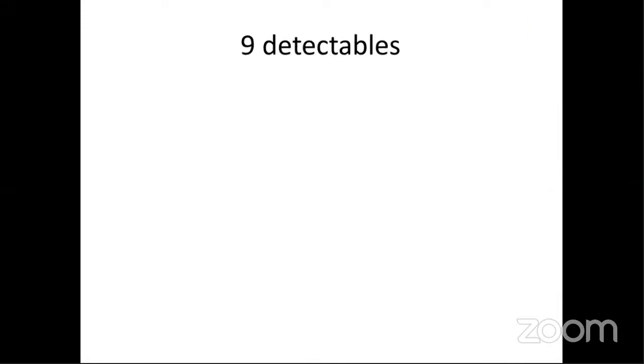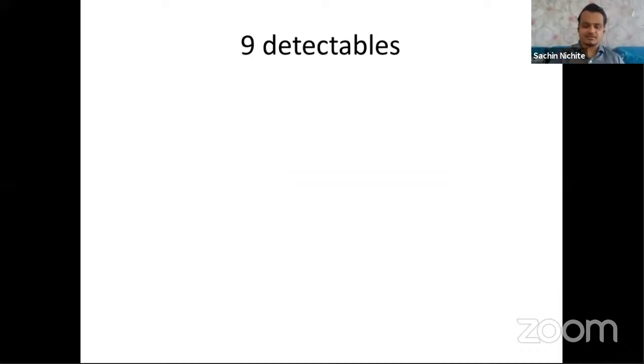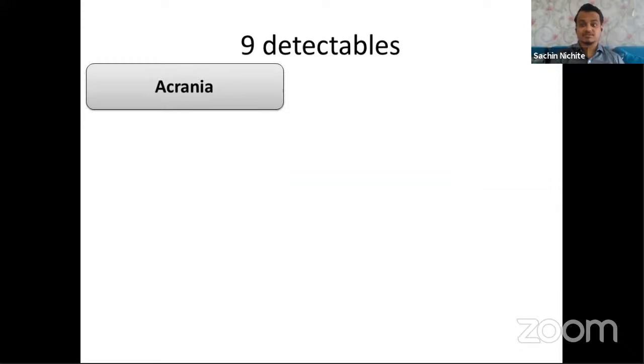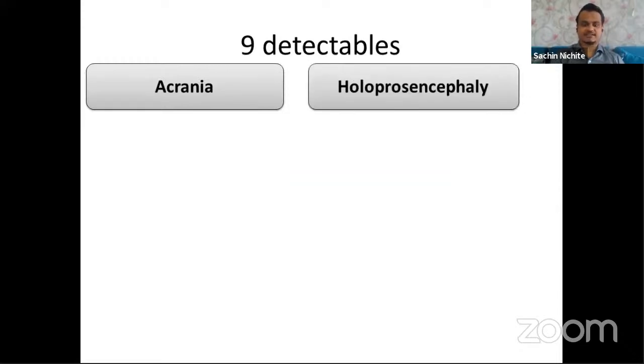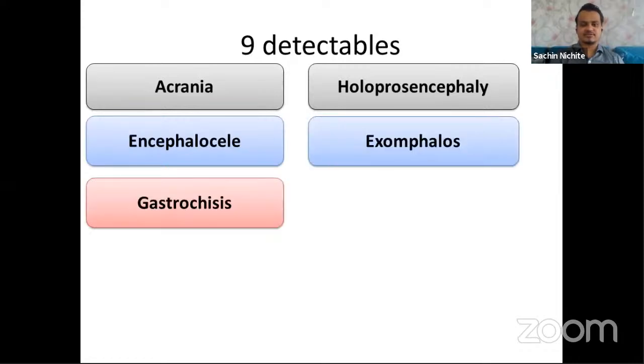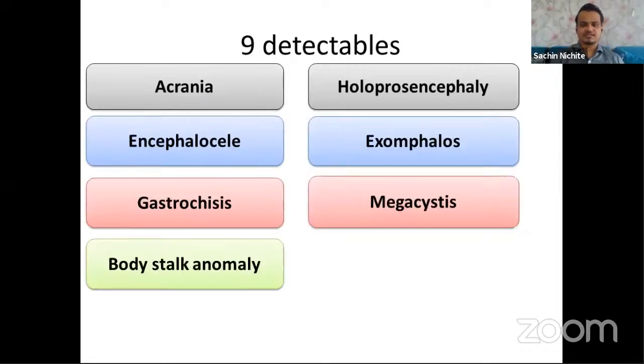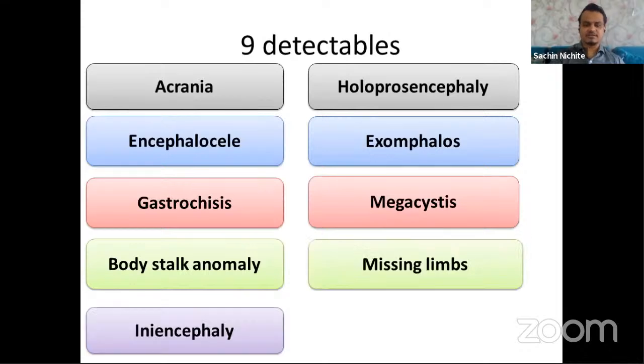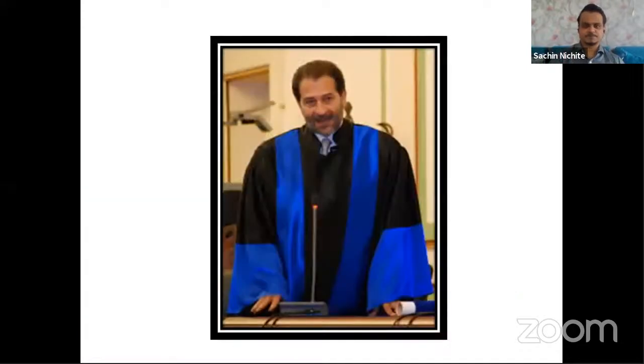9 detectables. So this in detail will be taken by Dr. Priya. I will just enumerate them. What abnormalities we must detect on NT scan: that is acrania, holoprosencephaly, encephalocele, exomphalos, gastroschisis, megacystis, body stalk anomaly, missing limbs, and iniencephaly. These 9 must be detected on NT scan. There is no excuse for it.